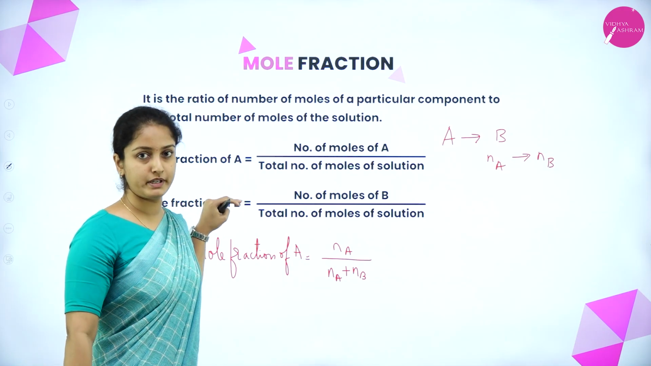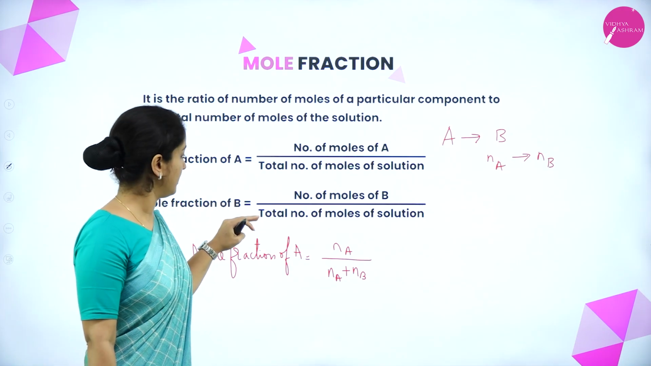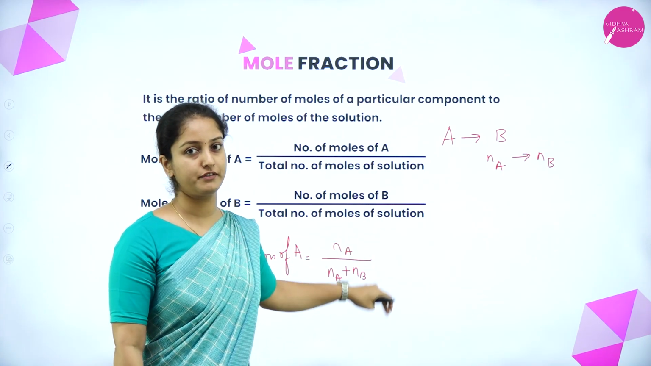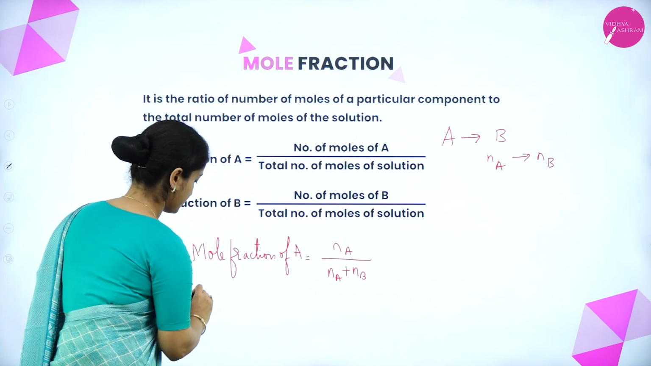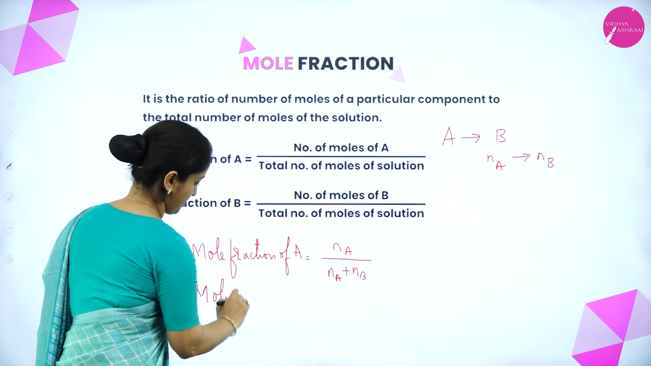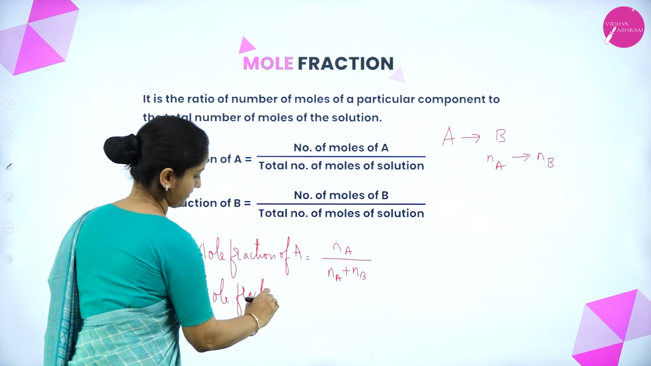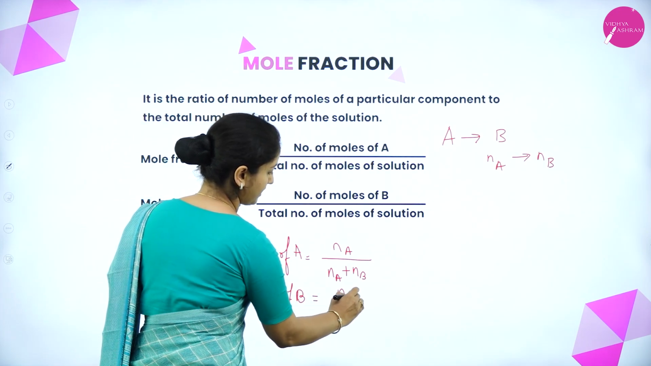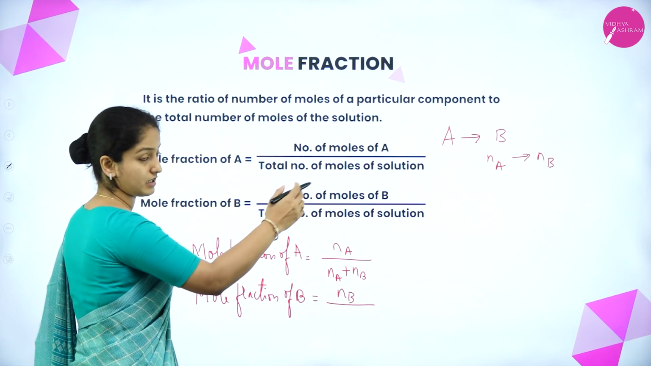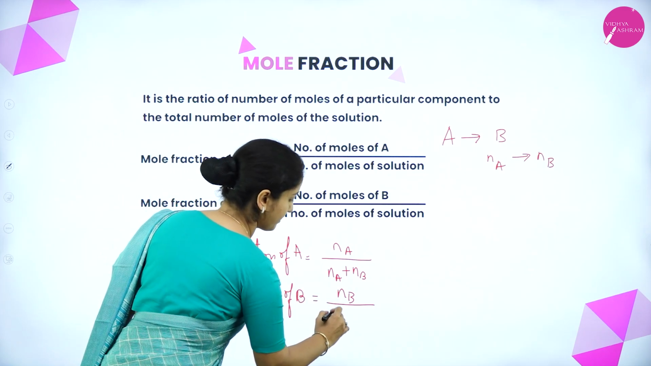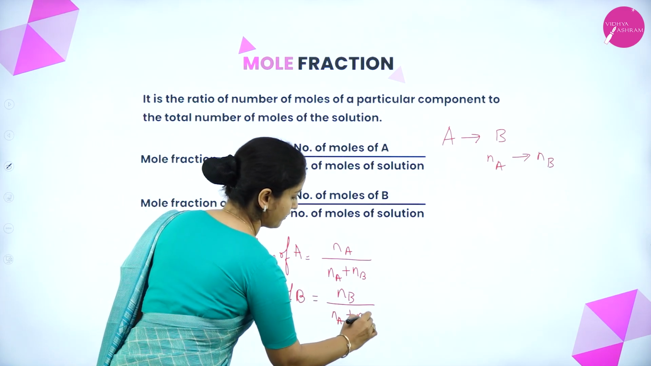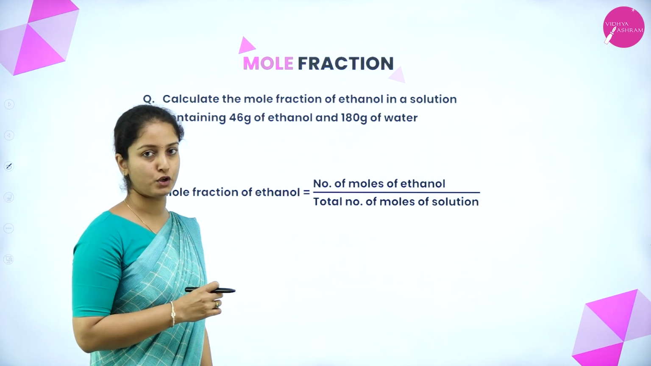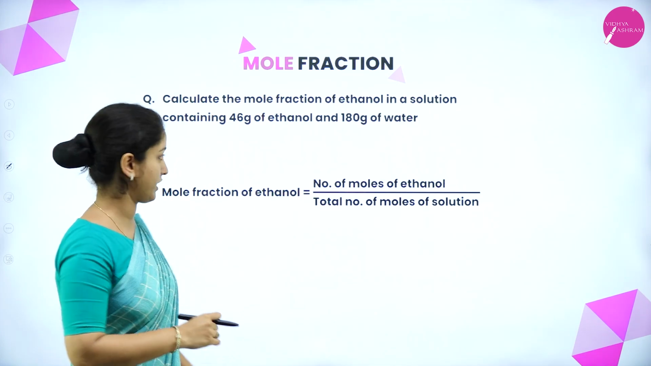Similarly, the other component, that is mole fraction of B, is equal to number of moles of B divided by total number of moles of solution. That is expressed as mole fraction of B is equal to NB, that is the number of moles of B, divided by total number of moles of solution. Now we shall try to solve this question using mole fraction.